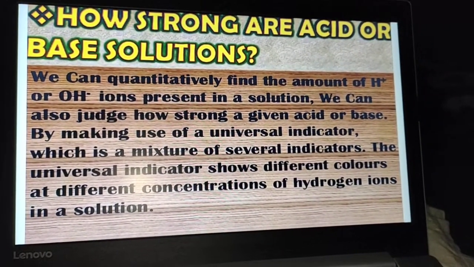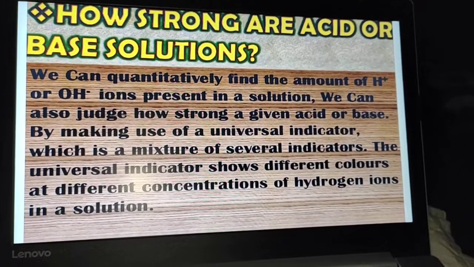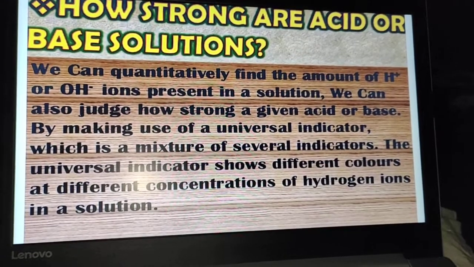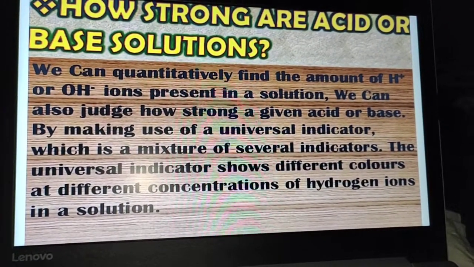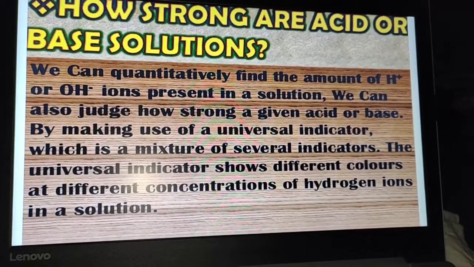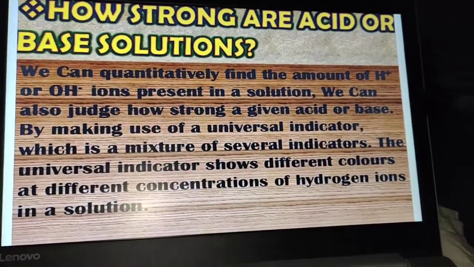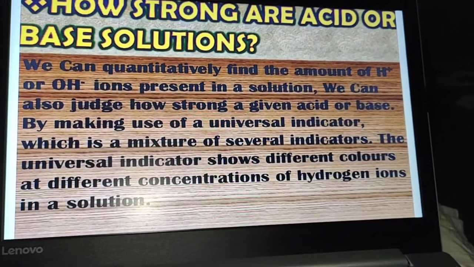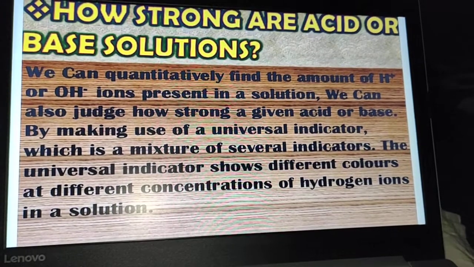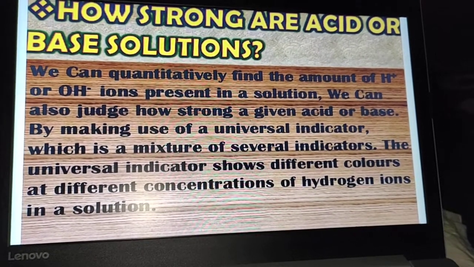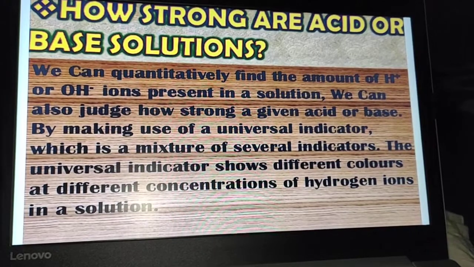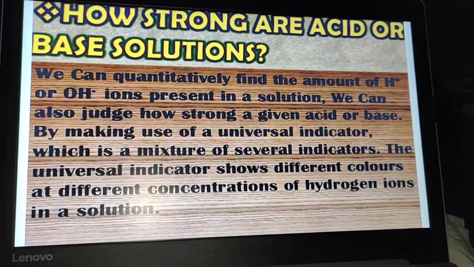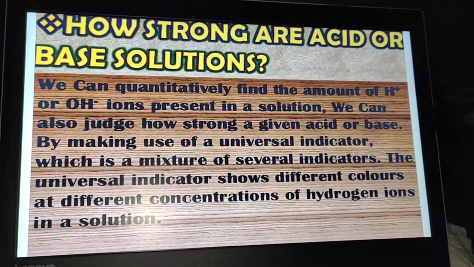How strong are acid or base solutions? We can quantitatively find the amount of H+ or OH- ions present in the solution. We can also judge how strong a given acid or base is by making use of a universal indicator. So we are now in the next slide. Up to here we have dealt with the chemical properties of acids and bases. Now in the next slide we start with the universal indicator, which estimates quantitatively the amount of H+ and OH- ions in the solution and helps justify whether the solution is a weak acid, weak base, or strong base.